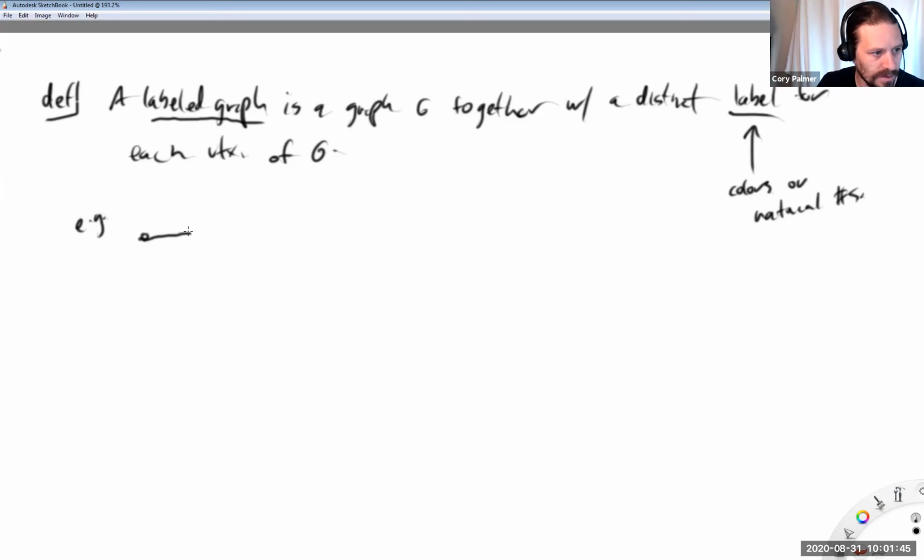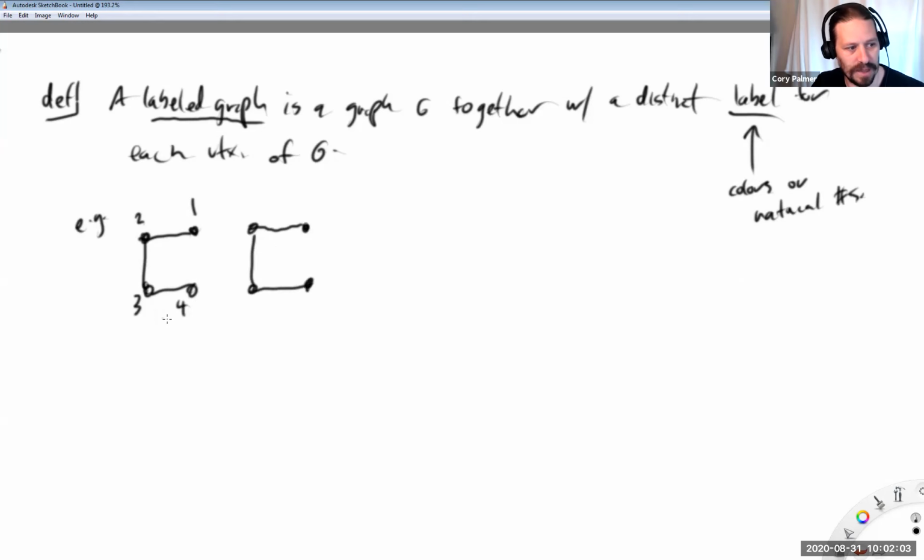So let's look at this path on 3 edges. And I can label the vertices as follows: 1, 2, 3, 4. That's no different than anything we've done before. Sometimes we name our vertices V1, V2, V3, V4, and so on. But if I give a different labeling to the same graph, it's considered a different labeled graph. So let's say I relabel it here with 2, 1, 3, 4.